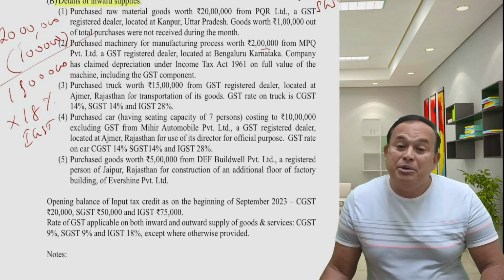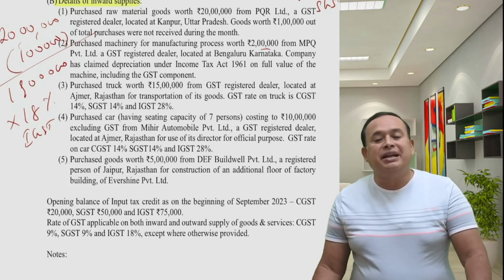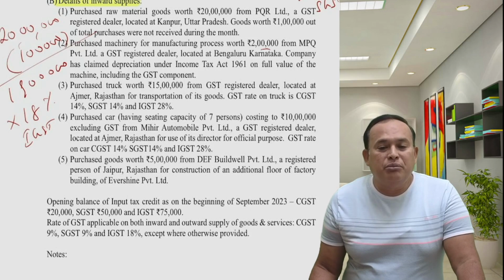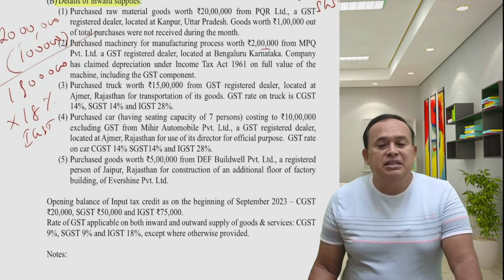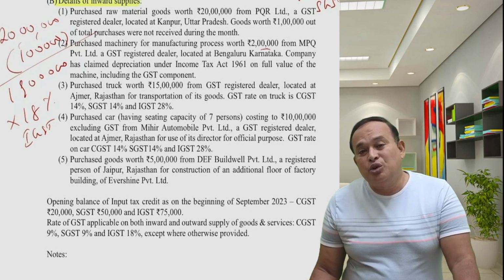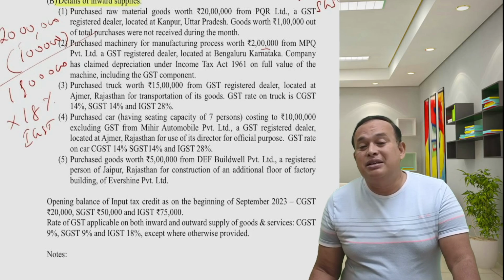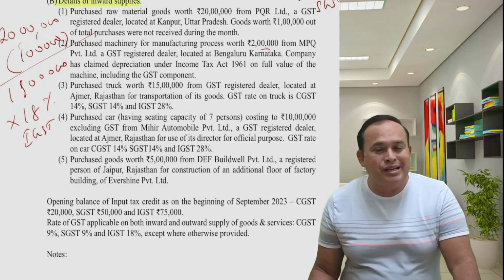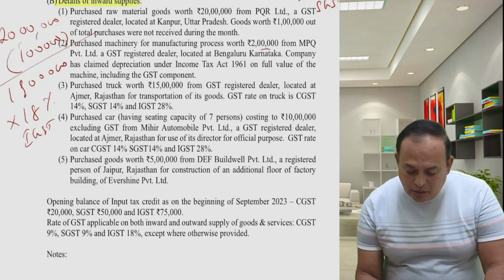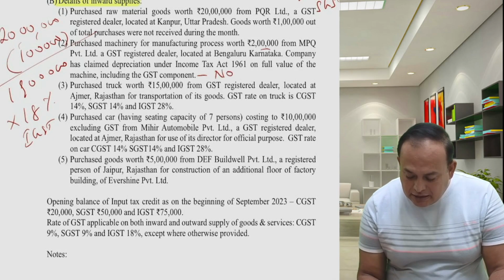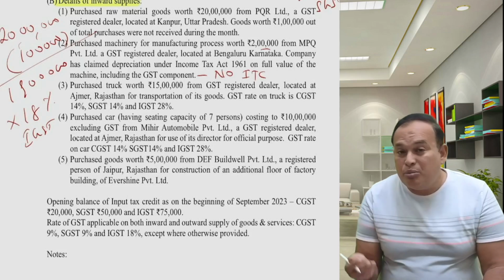Company has claimed depreciation under the Income Tax Act 1961 on the full value of the machine, including the GST component. In that case, what is going to happen? Input tax credit on such capital goods is not allowed. It is a blocked credit. Therefore, ITC is not allowed in the given case. No ITC because it's a blocked credit.